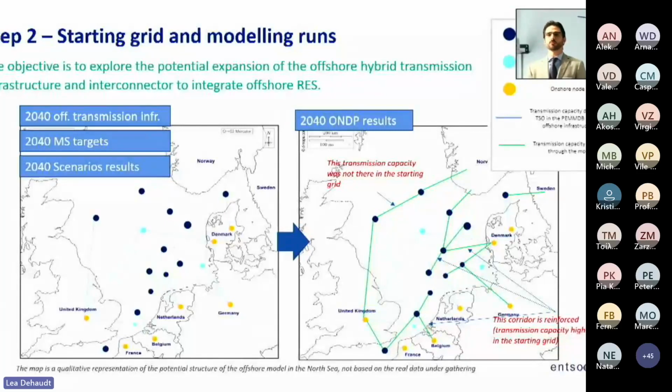So what happens then when we model it? Starting from the 2040 offshore transmission infrastructure, meaning what is planned, the projects that are in the pipeline, the 2040 member state targets that we have seen, and the 2040 scenario results, we are able to set up the starting model for the first modeling run. That will give us the results of how our offshore system might look like in 2040, in an aggregated way, meaning that we put together transmission capacity connecting the different generation nodes.